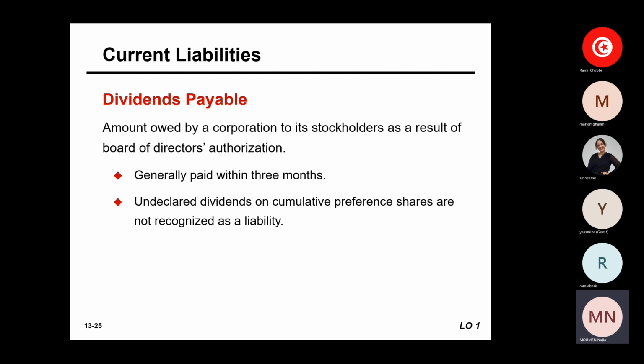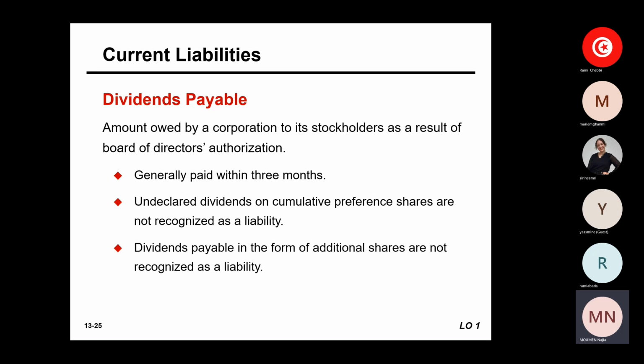Undeclared dividends on cumulative preference shares are not recognized as a liability. So please, the keyword here regarding dividends to be considered a current liability is that only when they are declared by the board of directors. If we have any undeclared dividends, even for preference shares, which you will see in chapter 15 next semester, which have the right to keep receiving dividends when the firm decides to distribute dividends, the criterion to consider any liability is only when they are declared. When we declare, immediately as a business I should report it as a liability. If there is no declaration of dividends, there is no liability.